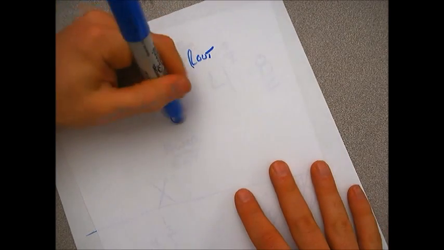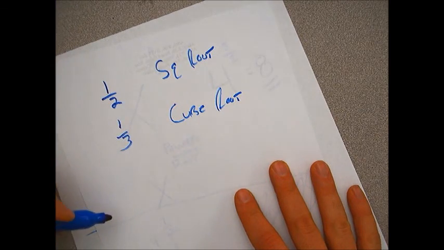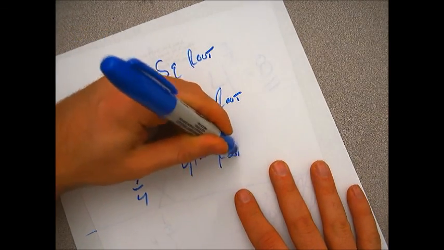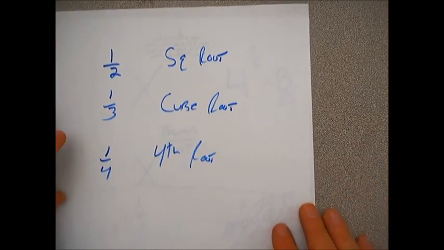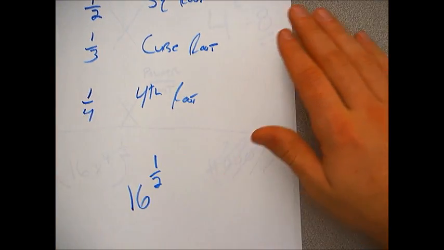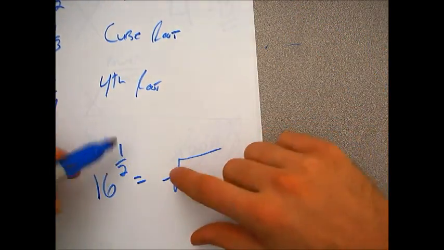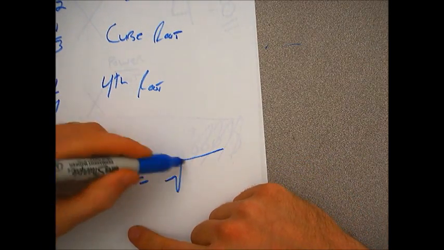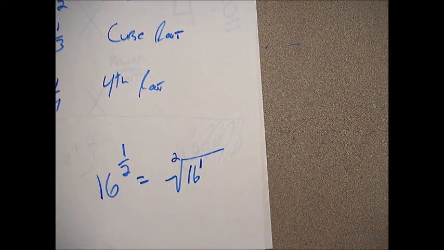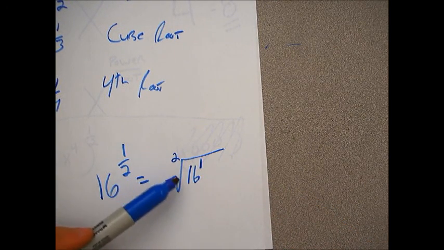Well, what's going to be the cube root? The cube root would be the 1/3 power. 1/4 would be the fourth root power, and so on. It's very important that you recognize these. So if I just say 16 to the 1/2 power, that's the same thing as saying, well, here's my root. What root am I going to do? The second root of my number raised to what power? The first power. Well, raising something to the first power doesn't change anything, so it's really just the square root of 16.